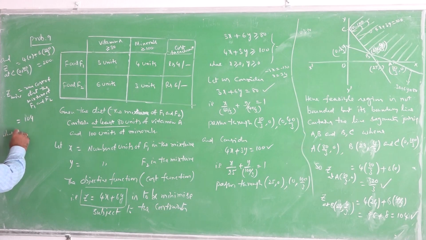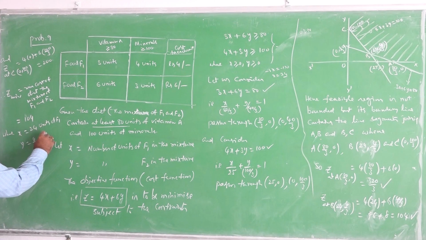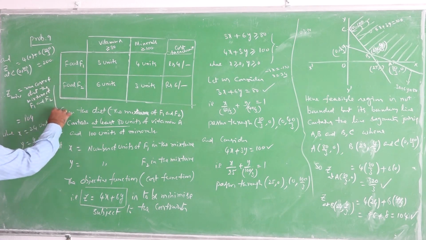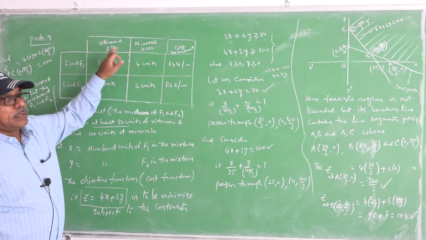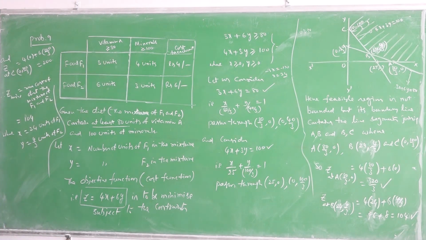To get that minimum value, you have to consider 24 units of F1 and 4 by 3 units of F2. To get that diet whose cost is minimum and maintains the minimal nutrition values, we take x equal to 24 units and y equal to 4 by 3 units. Okay.